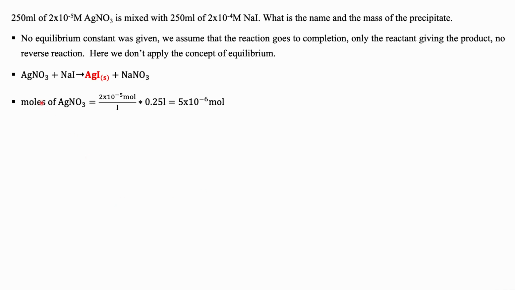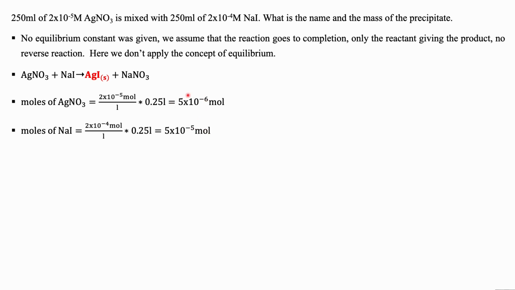If we are going to check for the moles of silver nitrate, we get 5 times 10 power negative 6 moles. That is equal to the concentration times the volume. You get the number of moles. We calculate the moles of sodium iodide. We get 5 times 10 power negative 5 moles.